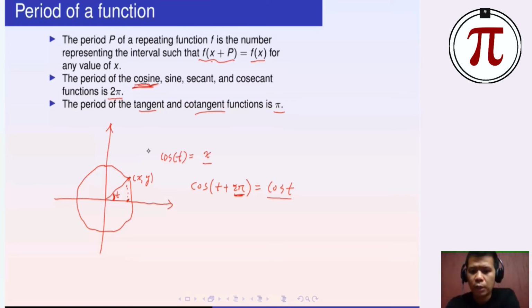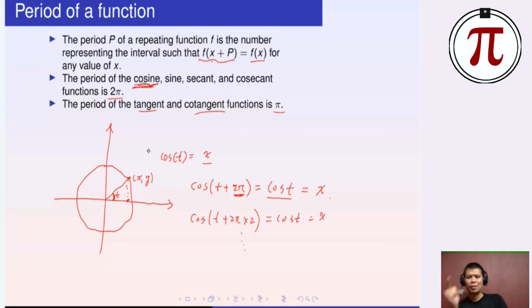So you can see if I continue for another full rotation, no matter how many you do, you just get back. Cosine of t plus 2 pi times 2 equals cosine t equals x. And if you keep making these rotations, you get back to the same location.